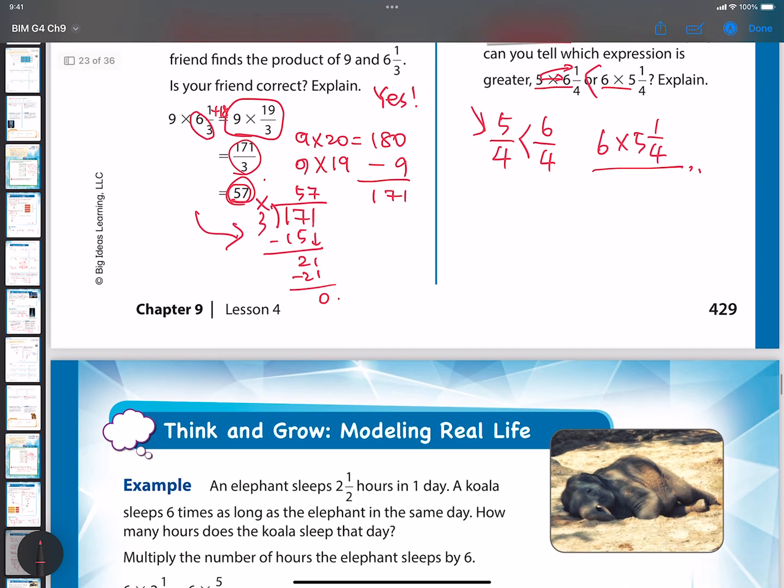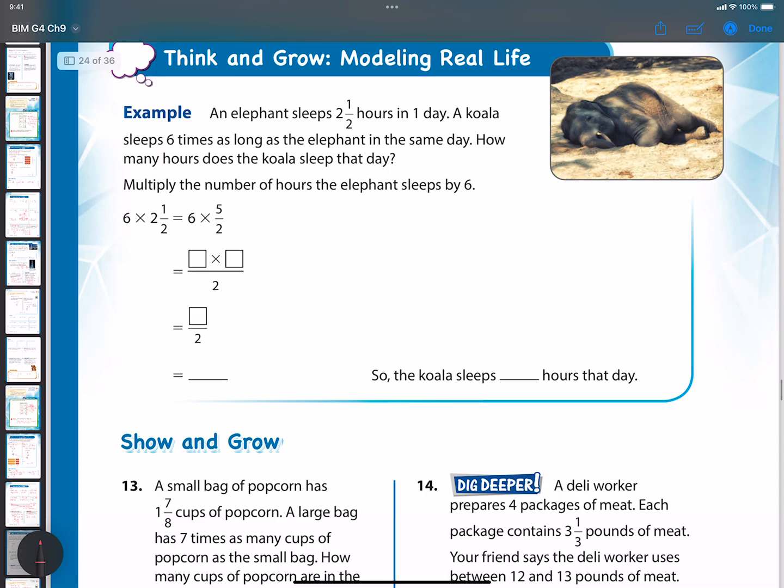Alright, let's move on to our last page. An elephant sleeps 2.5 hours in one day. A koala sleeps 6 times as long as the elephant in the same day. How many hours does the koala sleep that day? Okay, multiply the number of hours the elephant sleeps by 6, because we need to know how much the koala sleeps. So 6 times 2 and 1 over 2. They use what?